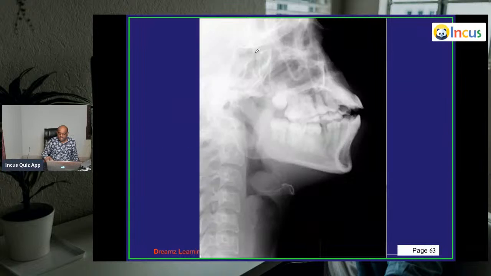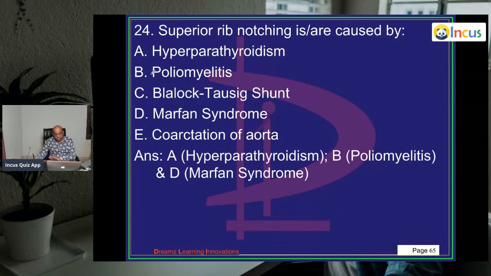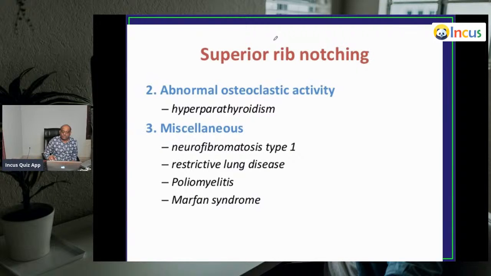Typically, whenever there is any epiglottitis, that swollen epiglottis looks like a thumb sign, which is what you need to remember. Superior rib notching. What are all the causes of superior rib notching? The most important cause you need to remember would be hyperparathyroidism, poliomyelitis, Marfan syndrome. Any of them can lead to development of superior rib notching.